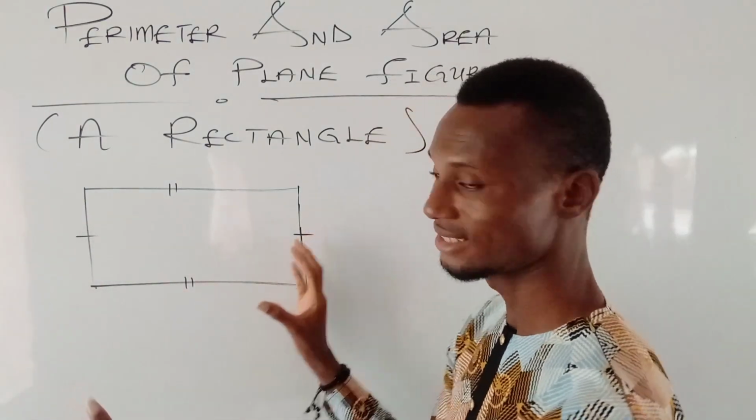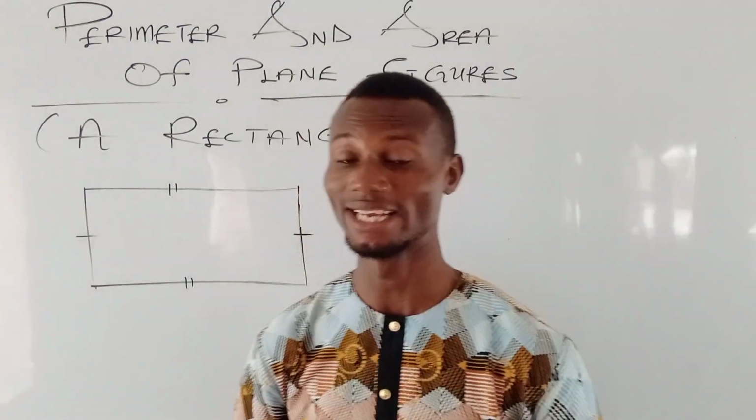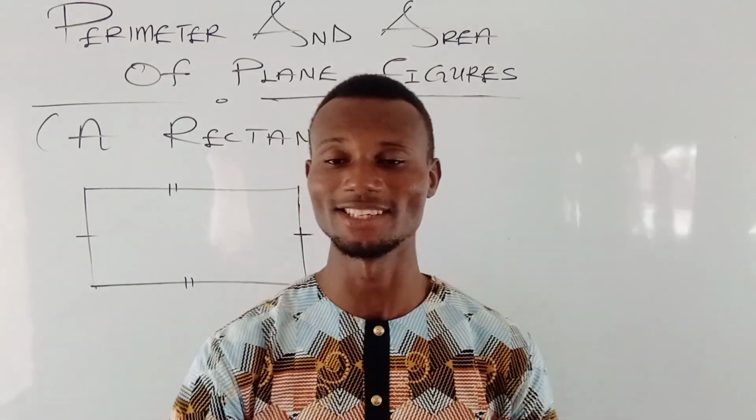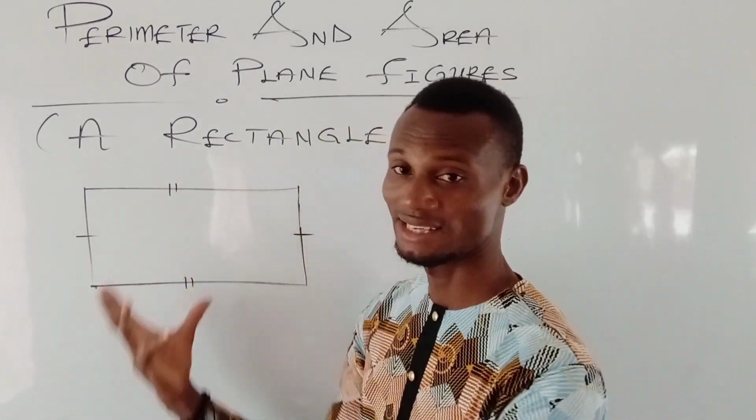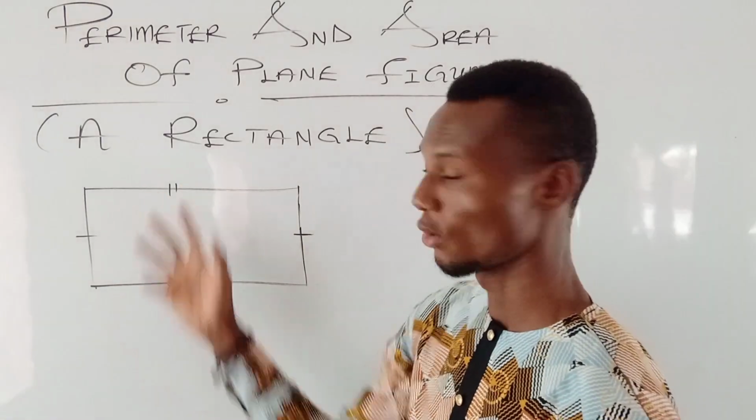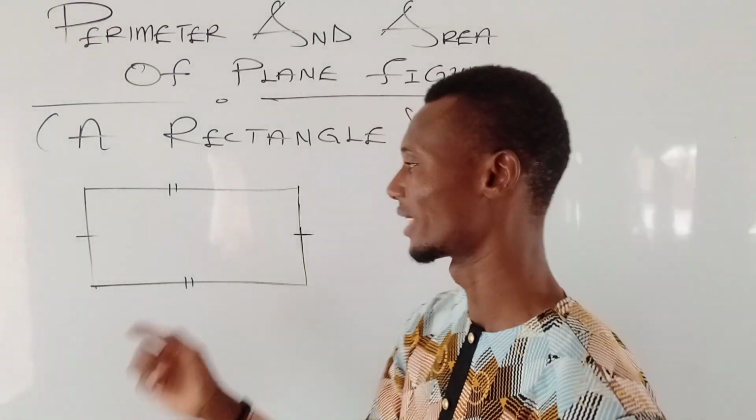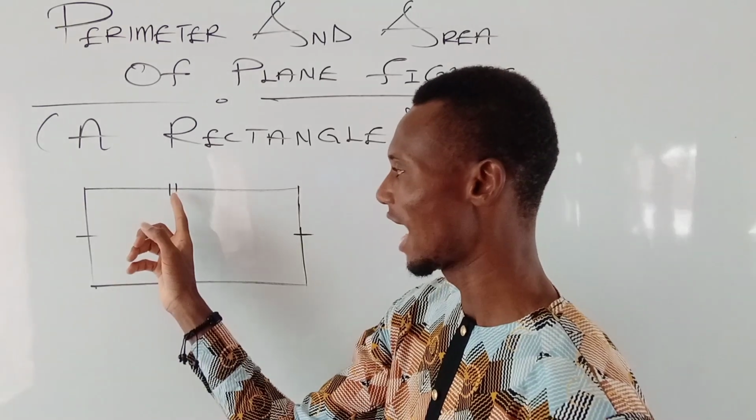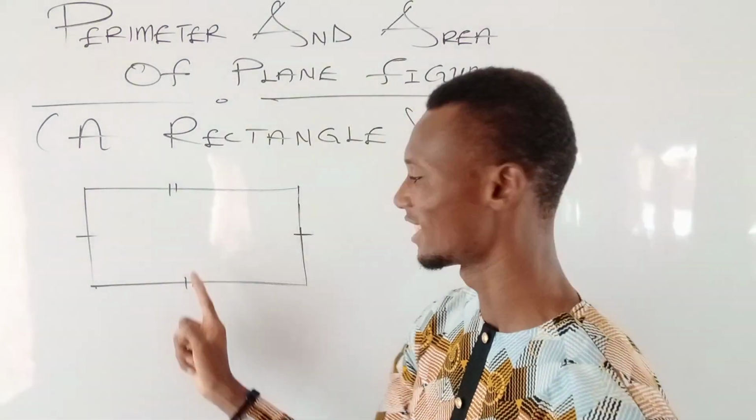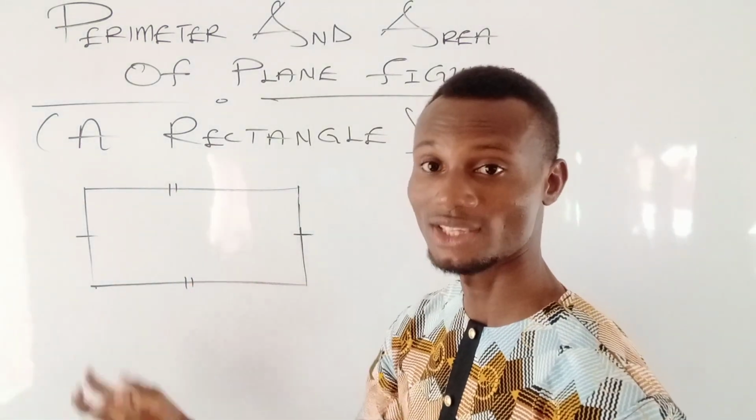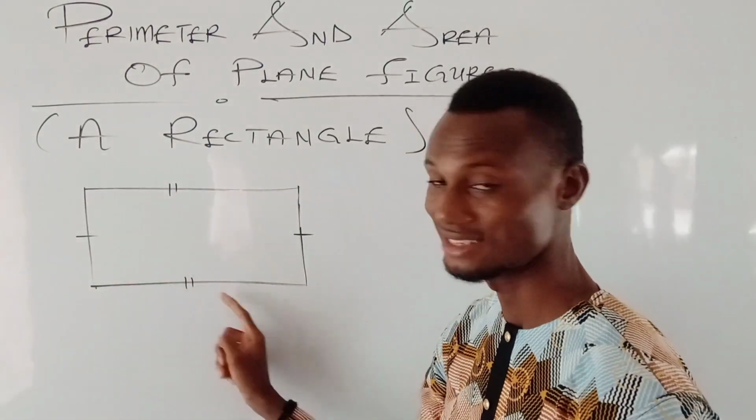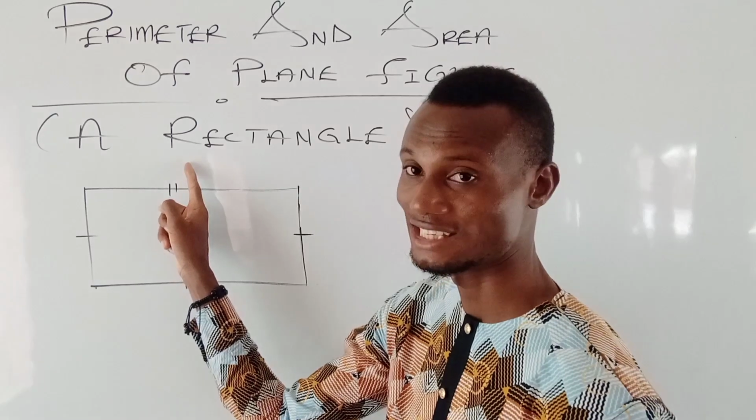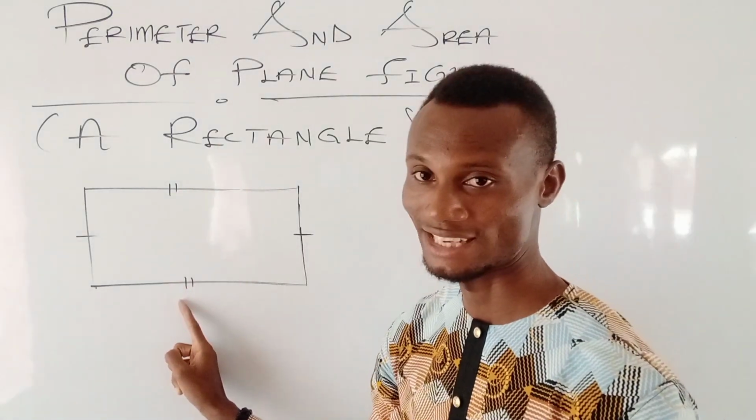So this is a rectangle. It has two opposite sides that are equal. Having this diagram, this is a rectangle, so the two opposite sides are equal. You can see that the mark here is repeated here. What that means is that this length is the same as this length. So if here is 3 centimeter, here is also 3 centimeter.